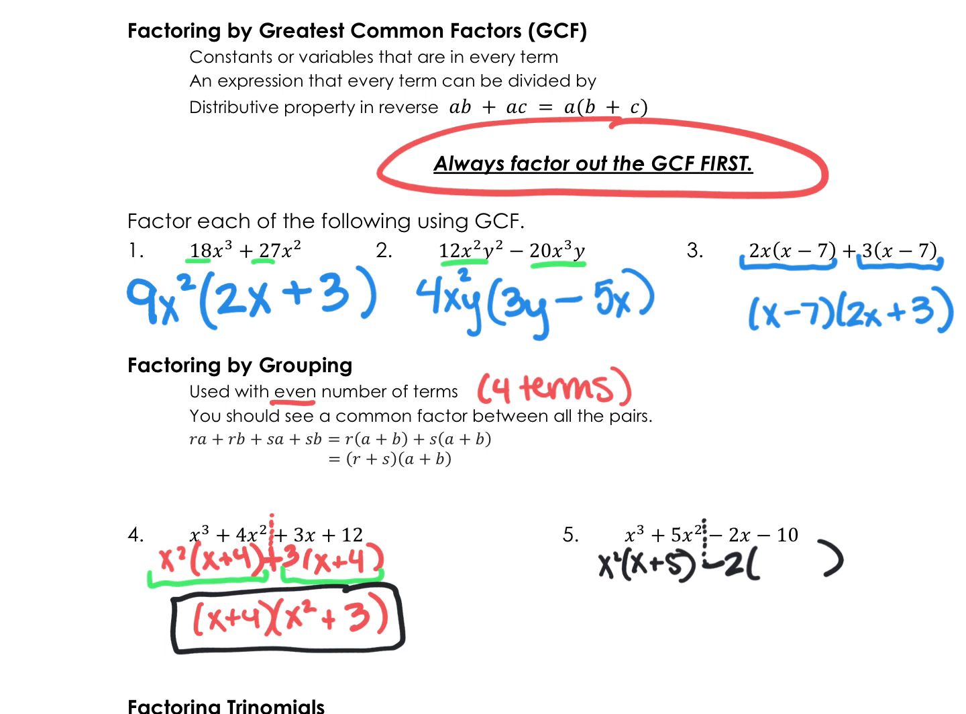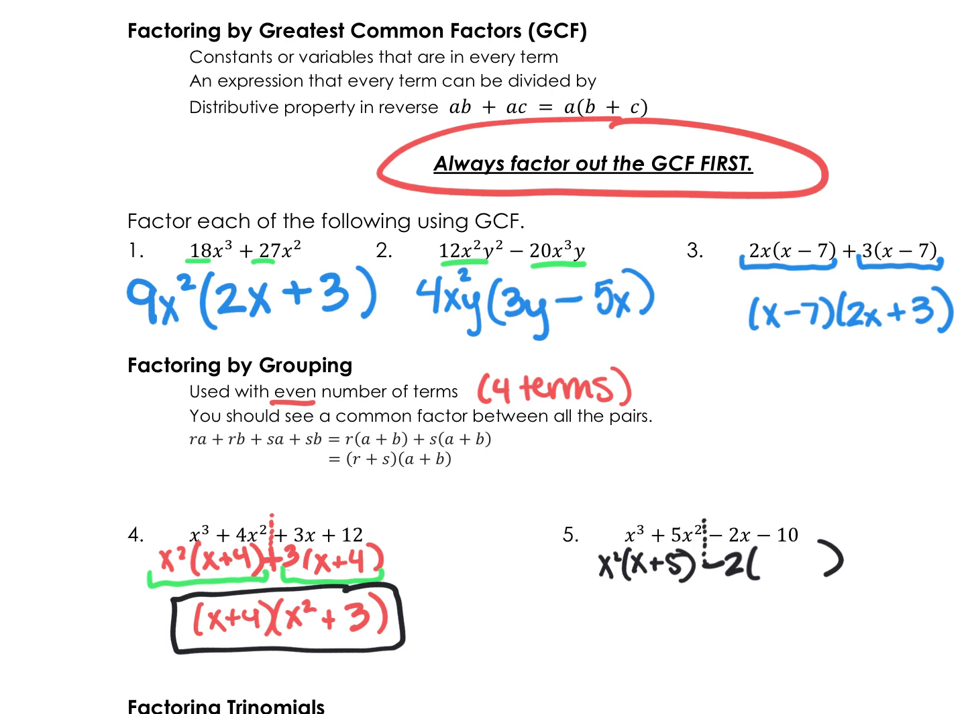And if you did not pull out a -2, here's your problem. You ended up with a -5 in the parentheses, right? And we need this to be a +5. It has to match, right? It has to match. So right now, when I pull out a -2, what's going to be left in this first term?